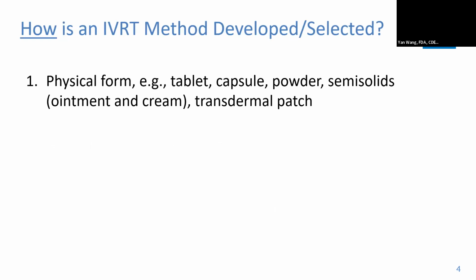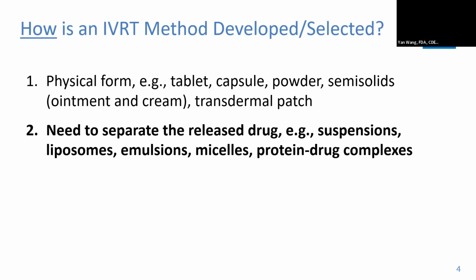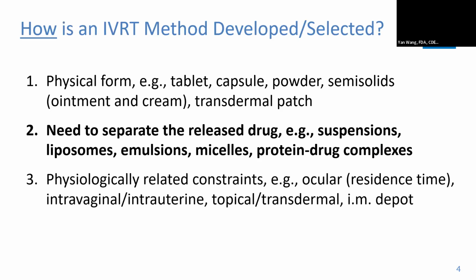So first, we need to look at what is the product we're trying to develop a method for. What's the physical form? If it's a tablet, capsule, powder, semi-solids, transdermal patch, all those would dictate the suitability of a system. Then for dispersing system like injectable suspensions, liposome, emulsion, micelle, those things, there is a need to separate the released drug from the formulation and make sure we only are sampling the released drug instead of the actual formulation, which adds another layer of complexity.